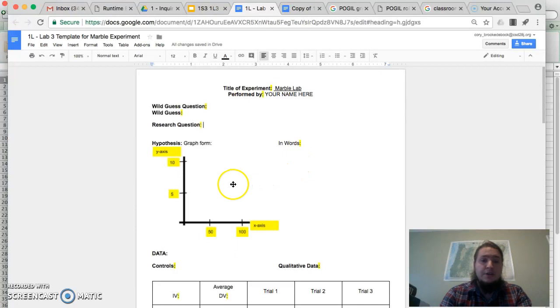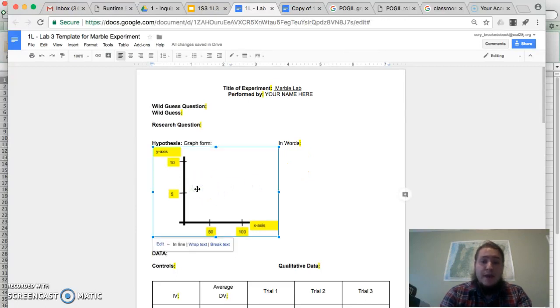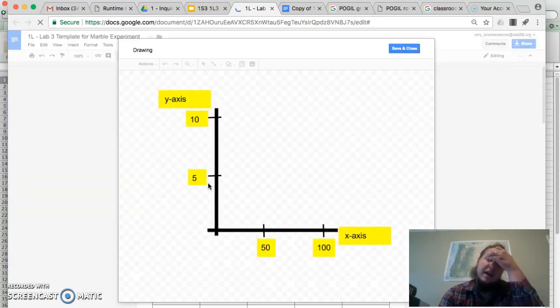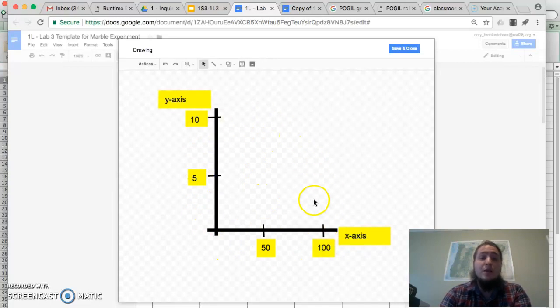The next thing that you're going to do is now you're going to make a graphical prediction of what you think will happen here. So what you do is you can hit edit, or you can just double click on it, and this will pop up as well. And now you want to make a guess of what you think your graph is going to look like.